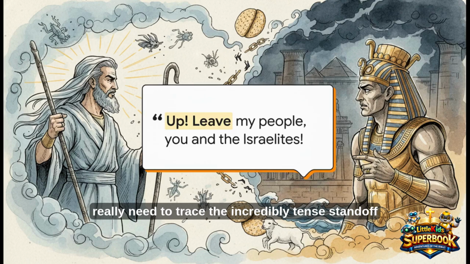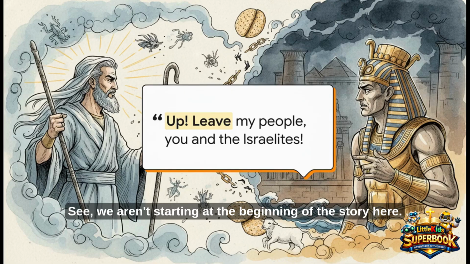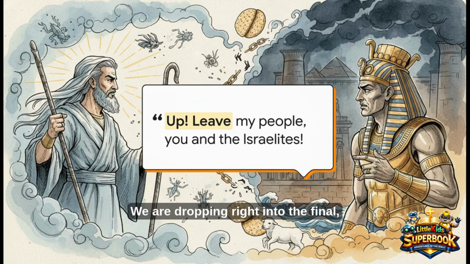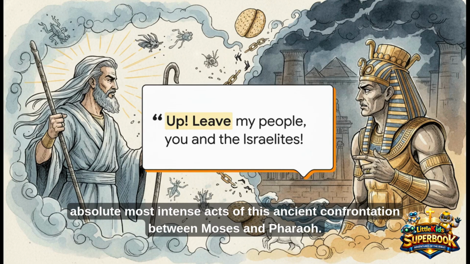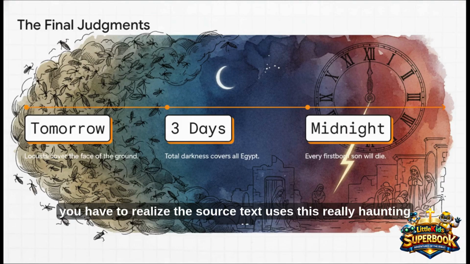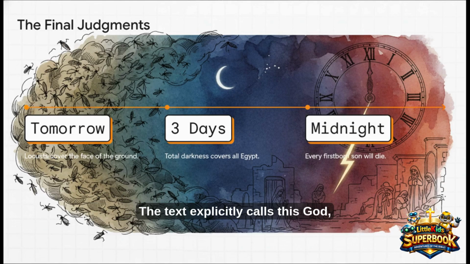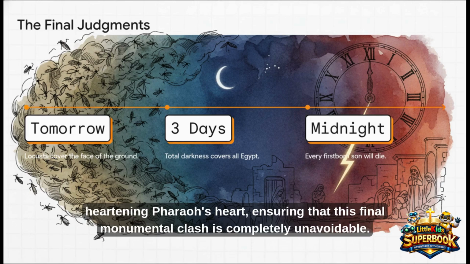We really need to trace the incredibly tense standoff that led up to it. See, we aren't starting at the beginning of the story here. We are dropping right into the final, absolute, most intense acts of this ancient confrontation between Moses and Pharaoh. Grasp how fast things spiral out of control? You have to realize the source text uses this really haunting motif. No matter how bad things get, Pharaoh's resolve is unnaturally stiffened. The text explicitly calls this God hardening Pharaoh's heart, ensuring that this final monumental clash is completely unavoidable.